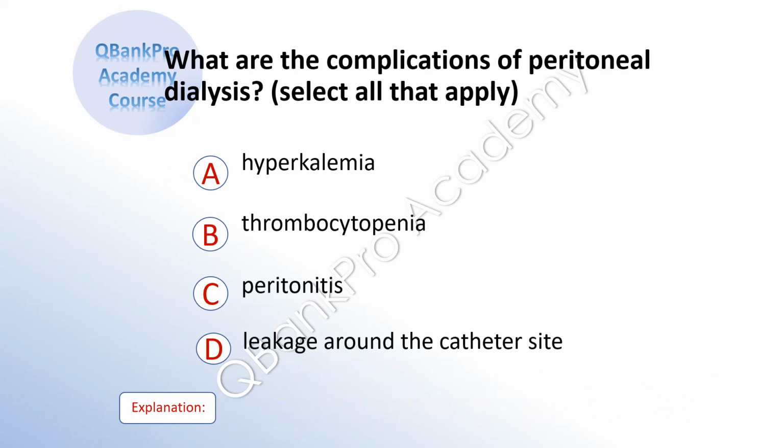What are the complications of peritoneal dialysis? Select all that apply. A. Hyperkalemia. B. Thrombocytopenia. C. Peritonitis. D. Leakage around the catheter site.